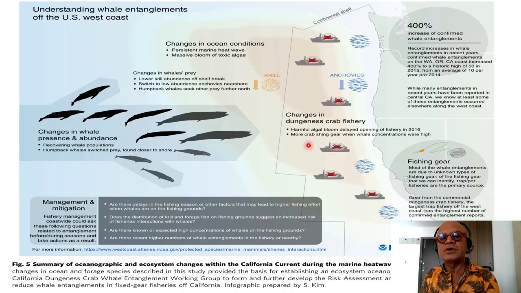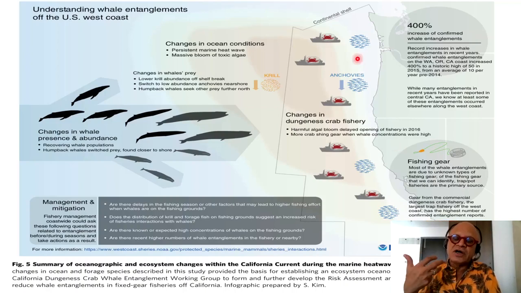More crab gear when whale concentrations were high. So the natural event like El Nino is affecting the fish, and the fisheries management is deciding when to allow fisheries, and the whales are responding to availability of food as well. So you have these multiple confluence of events.